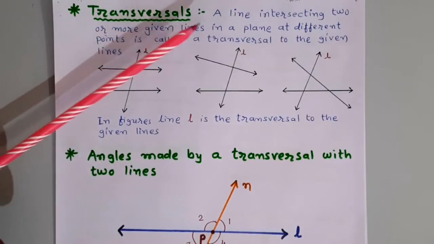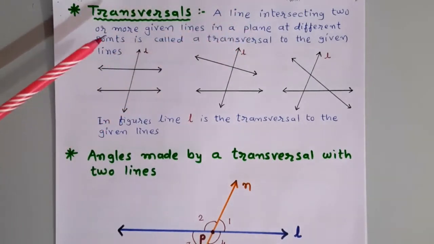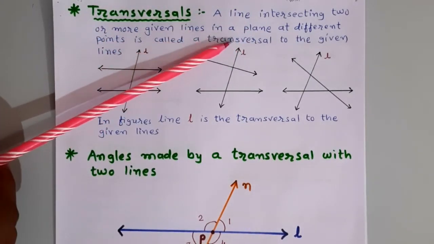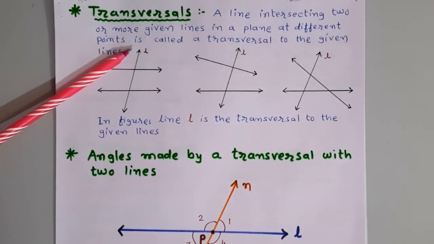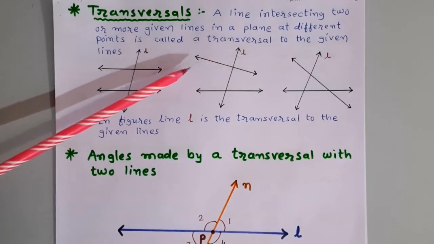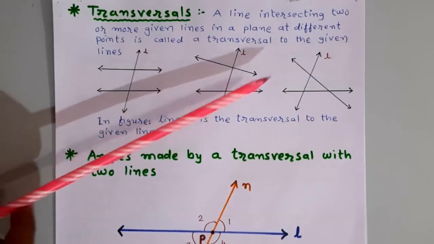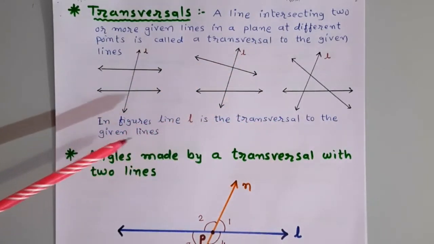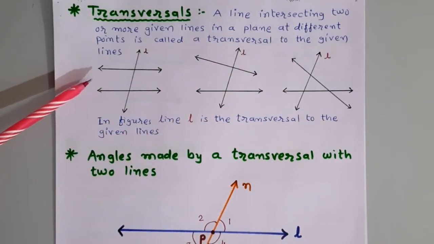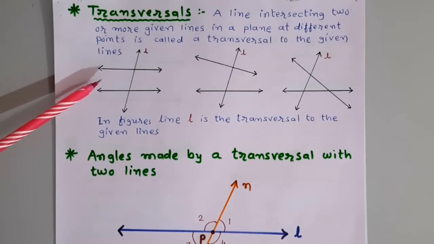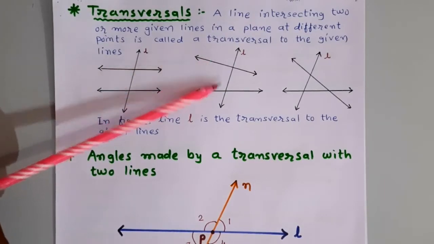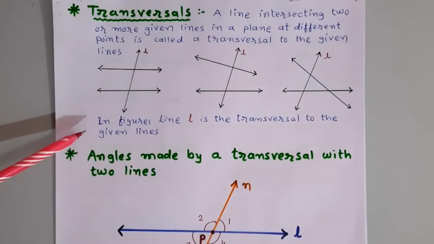A transversal is a line intersecting two or more given lines in a plane at different points, and it is called a transversal to the given lines. Suppose L in these three figures is a transversal line, because it is intersecting these two lines respectively.